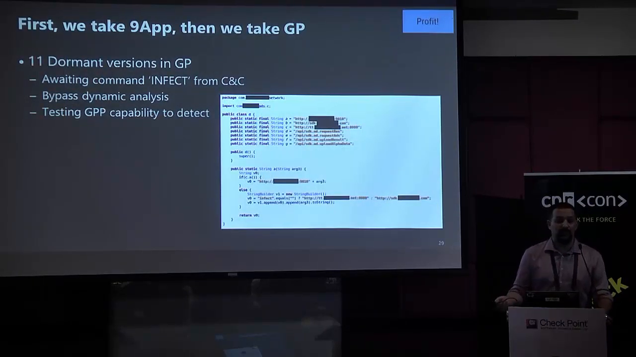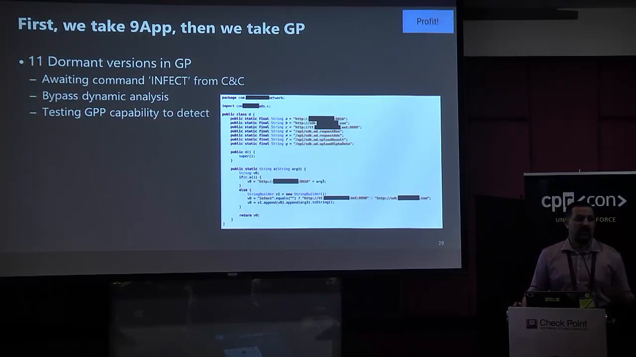And we were actually able to locate 11 different versions of AgentSmith in Google Play, but they were dormant. The only difference between the 9app version and the Google Play version is that the Google Play versions await a single command from the server, literally the word infect. If the command is not received from the server, the malicious code will not execute, thus allowing them to bypass the dynamic analysis of Google Play Protect. They were actually testing how Google Play Protect can identify their malware.